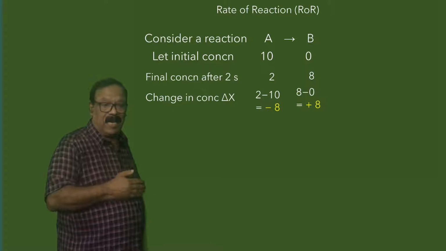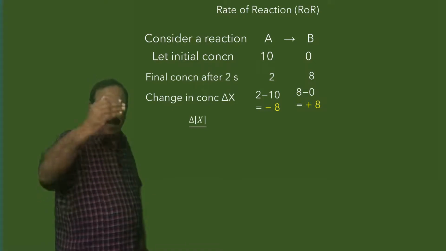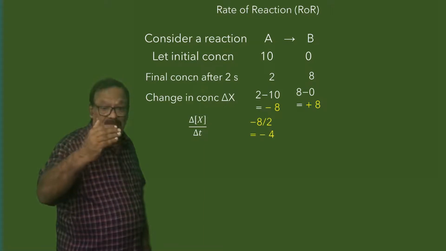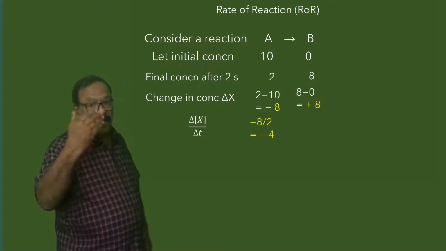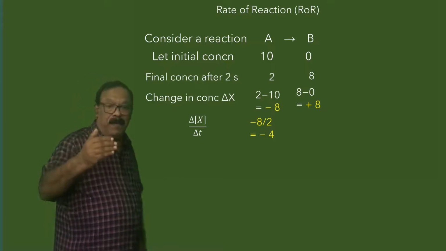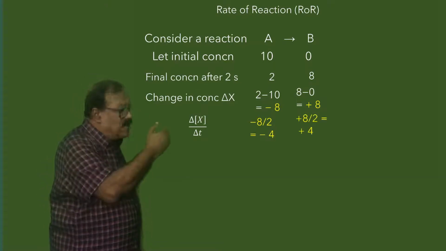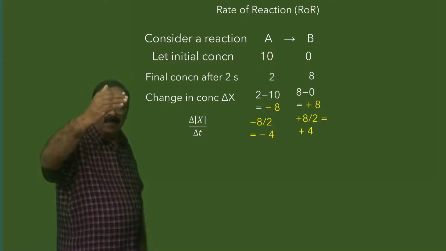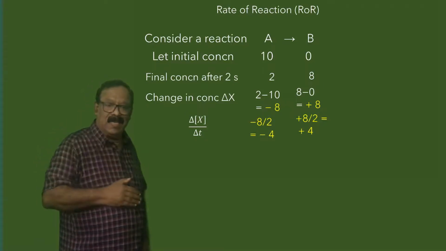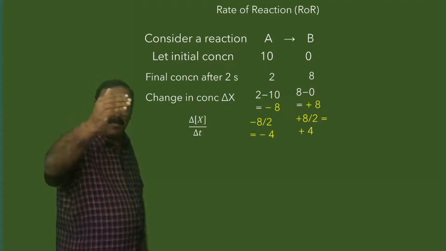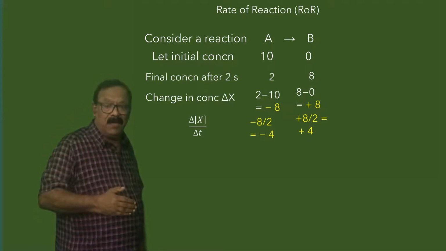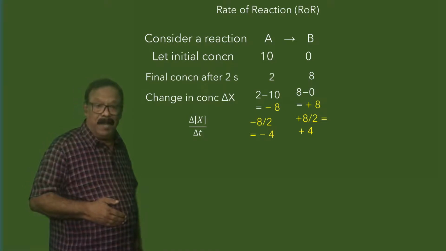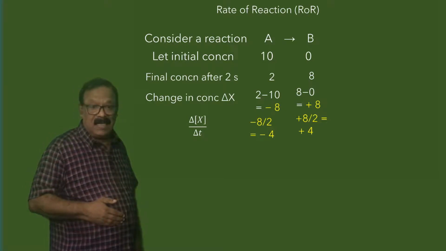So what will be the rate? Delta X by delta T. For reactants it will be minus 8 by 2, that is equal to minus 4. For product it will be plus 8 by 2, that is plus 4. Right? So for reactants, the disappearance of A is minus 4 and the appearance of B is plus 4 moles per liter per second.